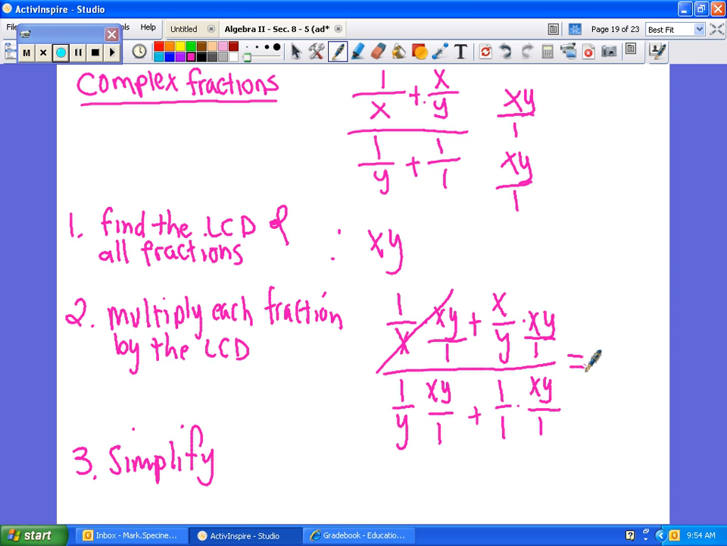Leaves me with just what? What's the only thing left in this? Just y. y over 1 is just y. And what can I cancel out here? I can cancel out the y, and that leaves me with x times x, which is x squared. Because you're multiplying. You can only cancel top and bottom.